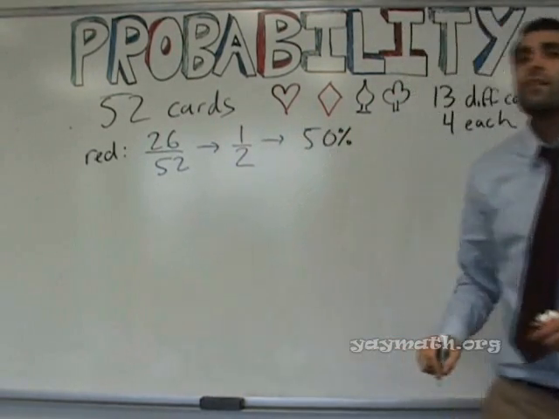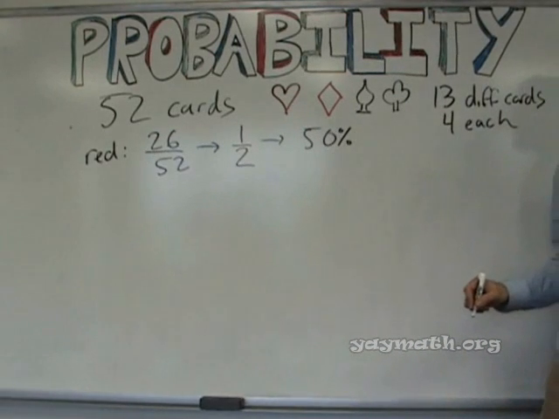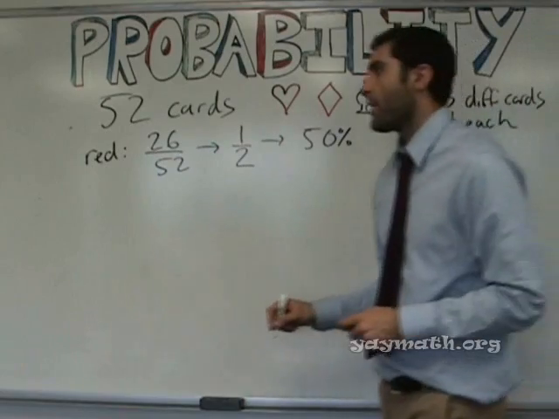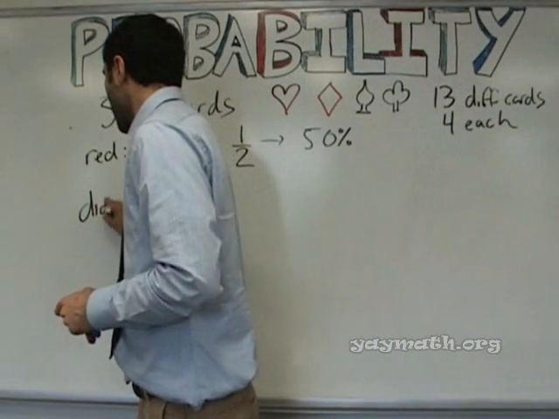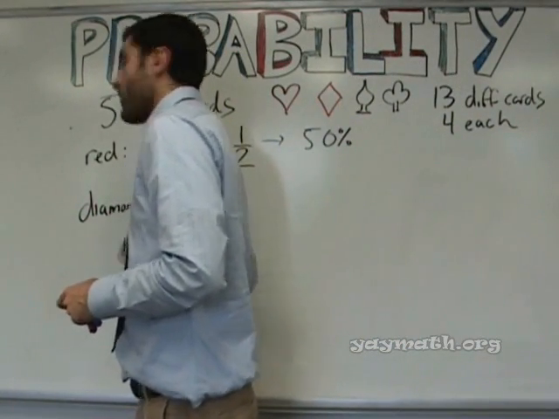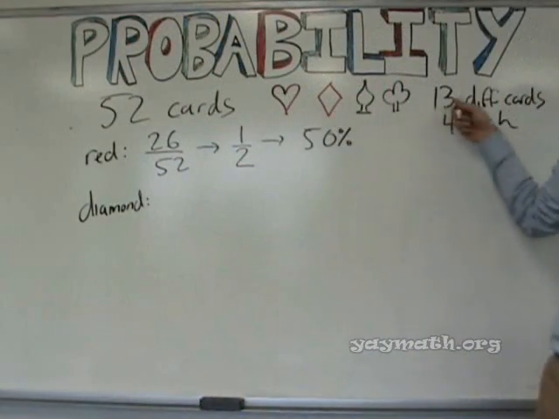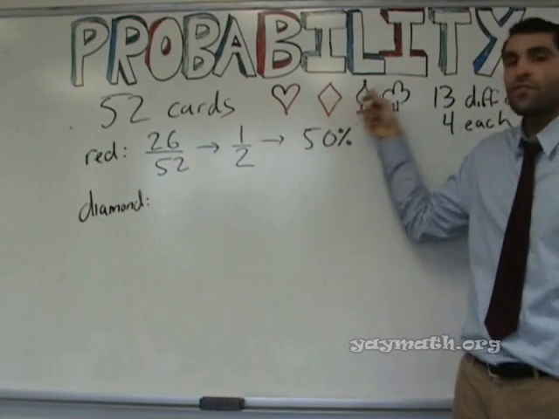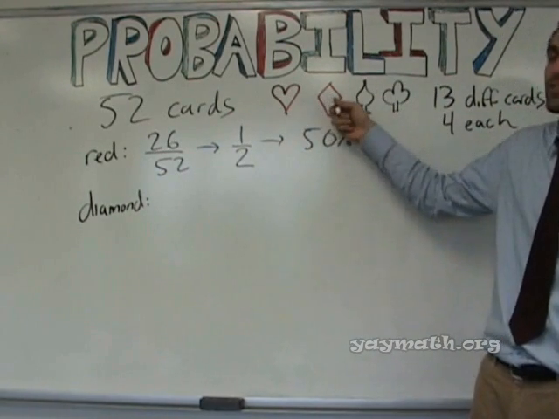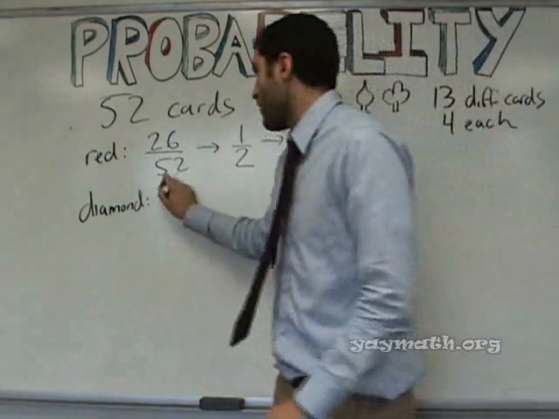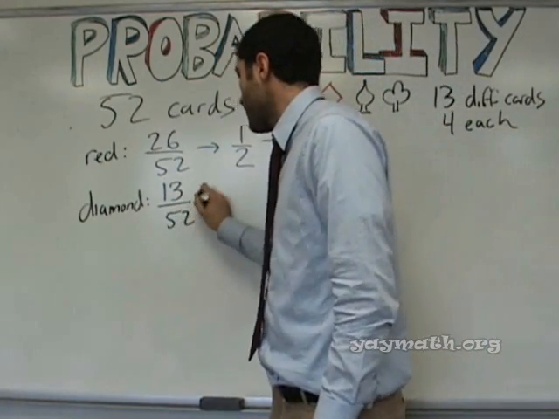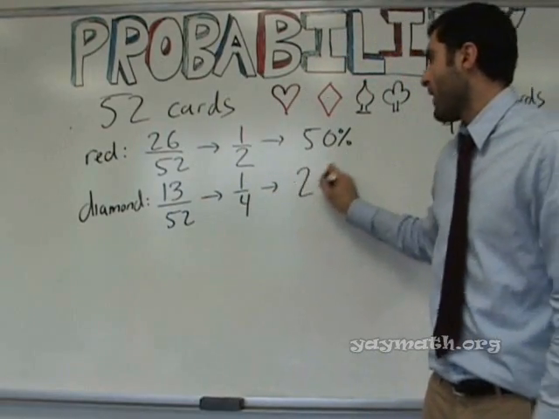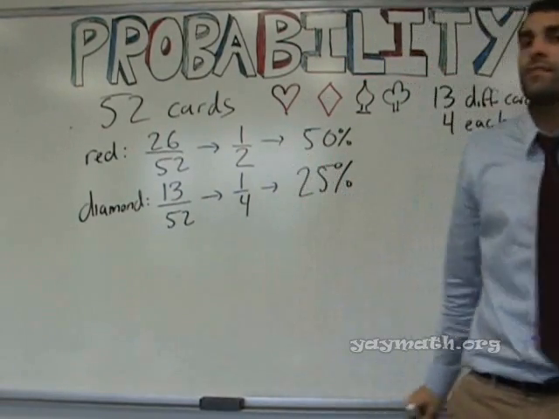Okay, it's getting more difficult. Probability of pulling a diamond. 13 out of 52. So 1/4. There's 4 different suits throughout the deck. The deck is split evenly, 13 of each of these. So that means there's 13 diamonds. Very good. So 13 out of 52 is 1/4, 25%. Very good.